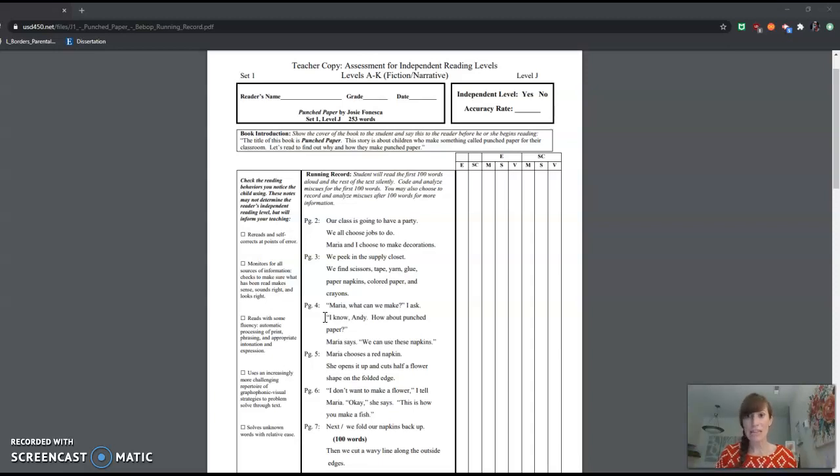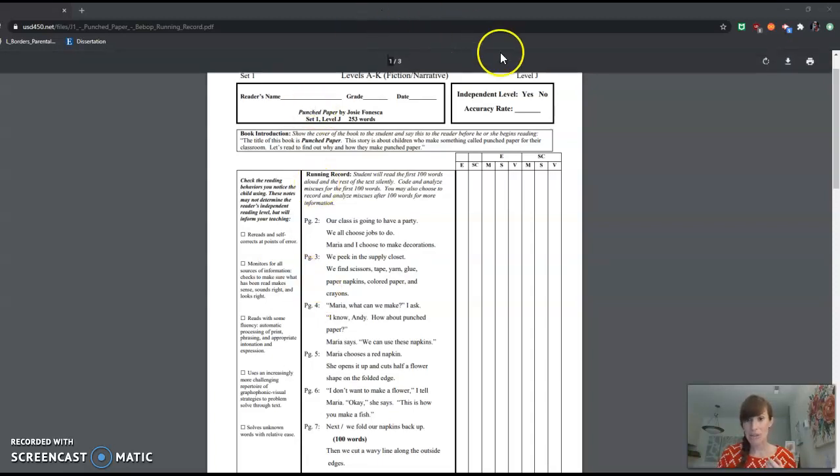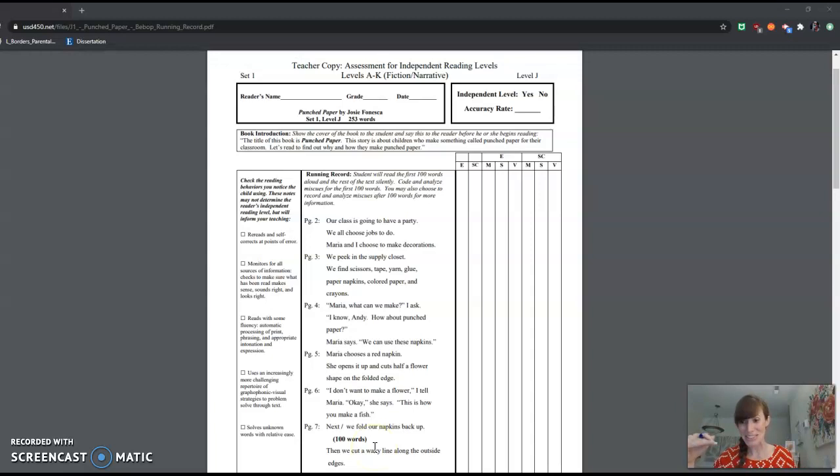A couple of things to note: this is a level J text, as you can see up near the top. We stop after the first 100 words, which this one from Teachers College, it's really nice. They show you where that cutoff is. Not every reading record does that, so you have to count and know where 100 words stops. The reason why we stop at 100 words is, one, for time. I don't need to listen to a child read for any more than maybe 5 minutes to get an idea of what their reading process is and how they're doing with this level of text. And two, stopping at 100 words helps me calculate accuracy really easily. If I stop at 100 words and you've made four errors, then you're at 96% accuracy.